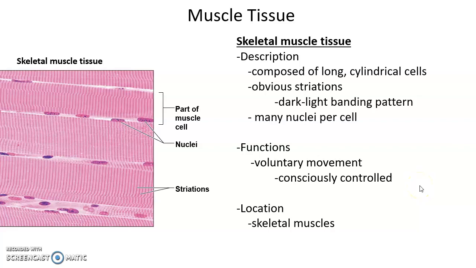Skeletal muscle tissue is voluntarily controlled, allowing us to consciously allow for movements to occur. And it's these skeletal muscles that let us move our bones.